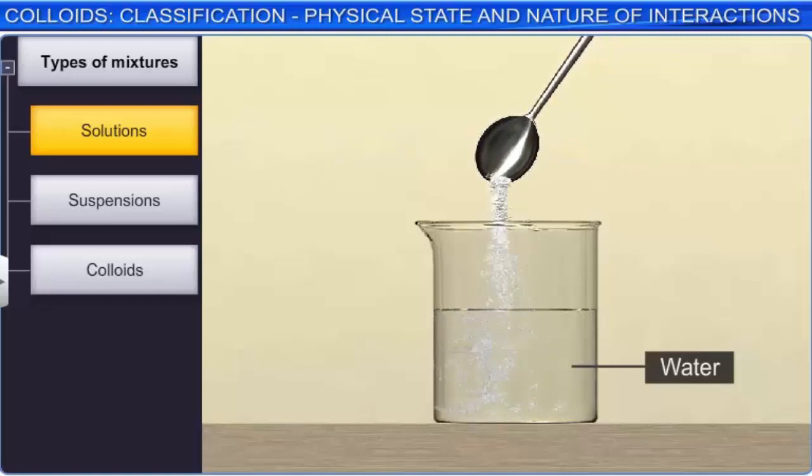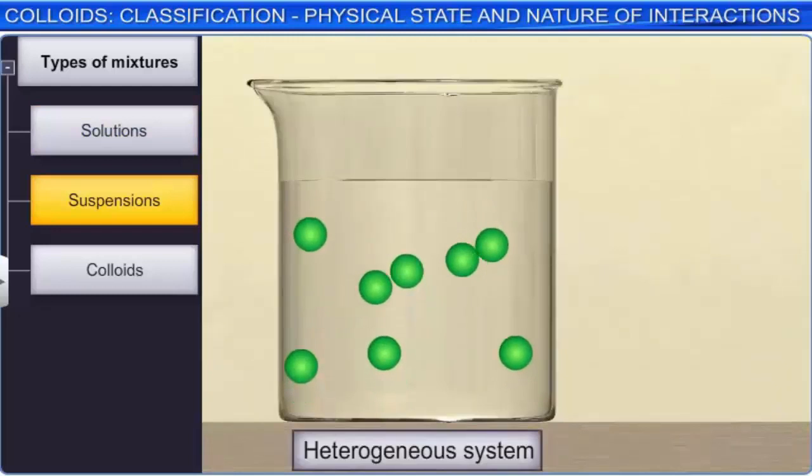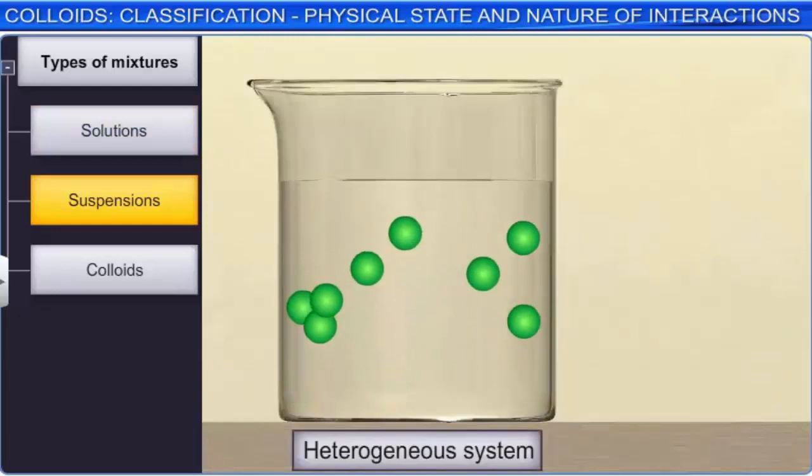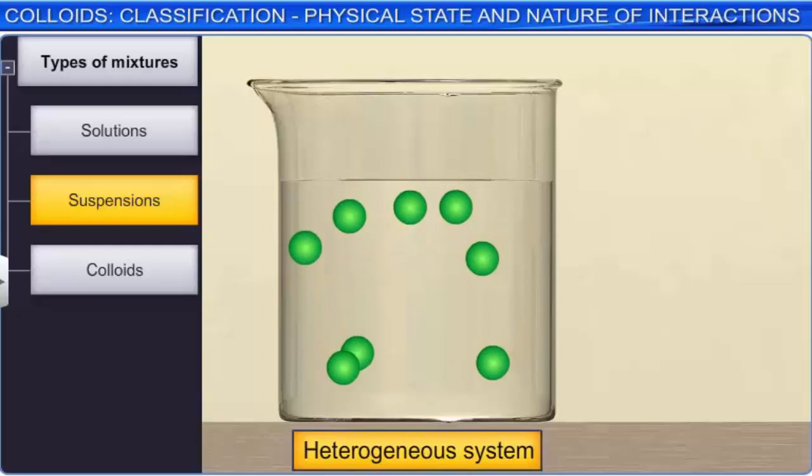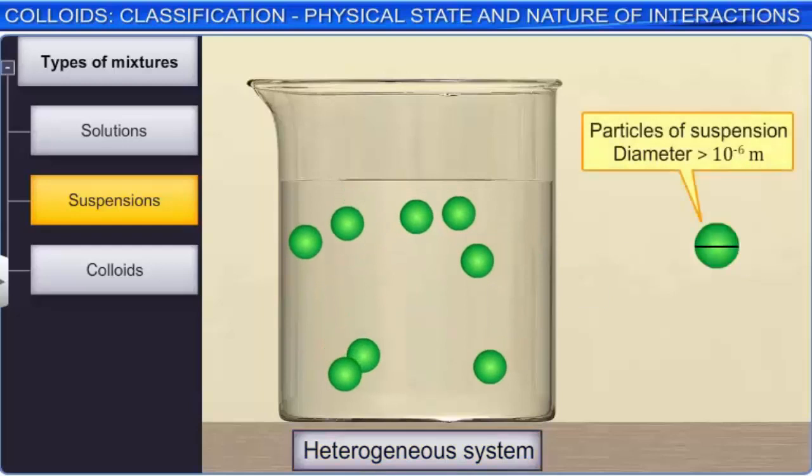On the other hand, a suspension is a heterogeneous system. The particle size of the molecules in a suspension is more than 10 to the power minus 6 meters. These particles can be seen with the naked eye. Sand in water is an example of a suspension.